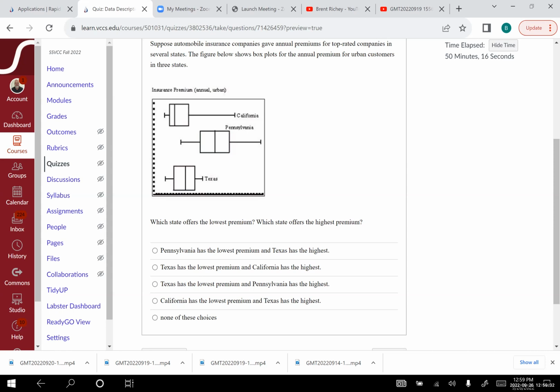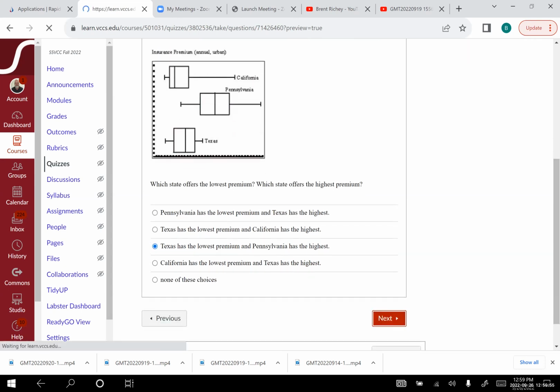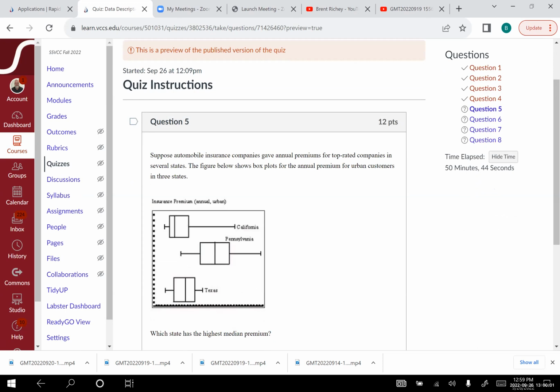Yeah, you're right, Ayana. That kind of helps us decide on this one. Texas lowest, Pennsylvania highest, right there. But it shouldn't be an issue. And that's why it annoys me. This is awful. Every one of them's like this.